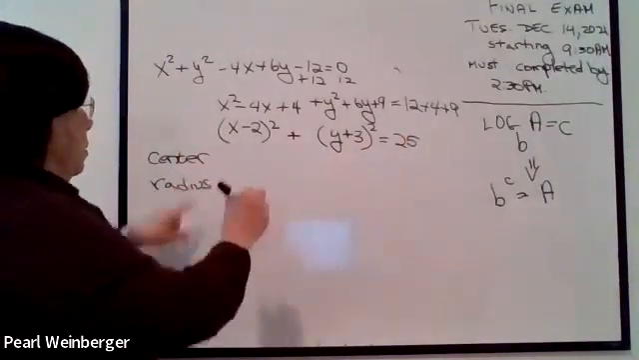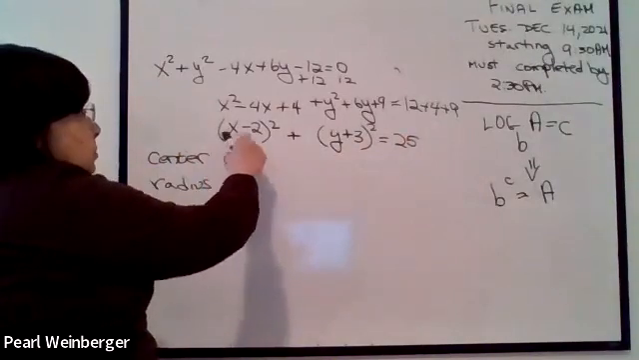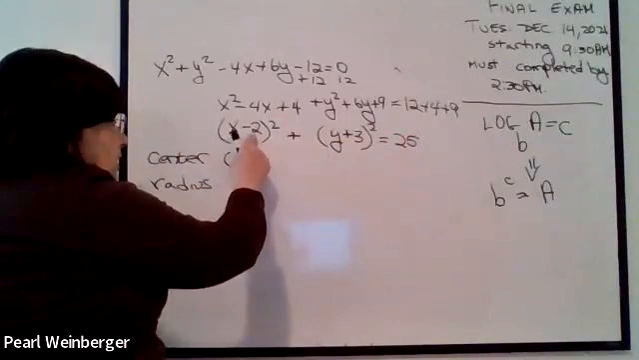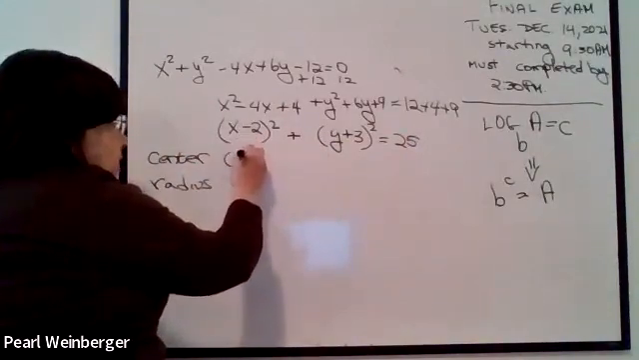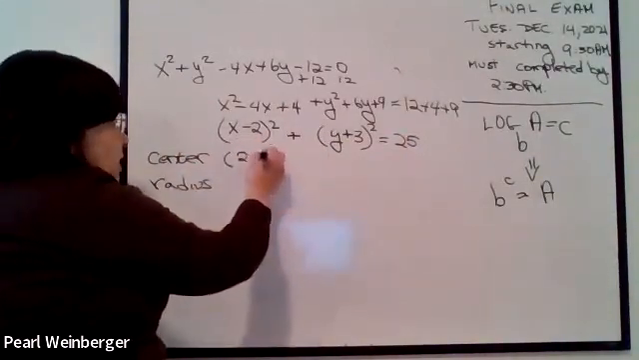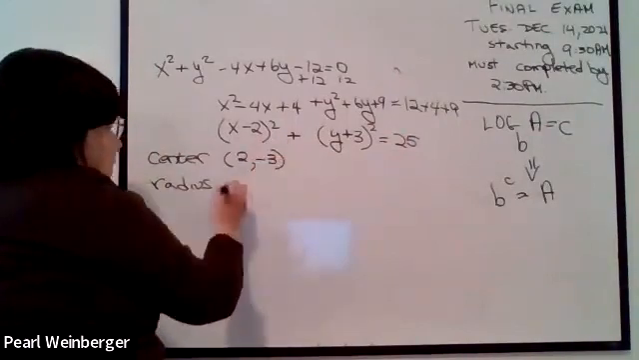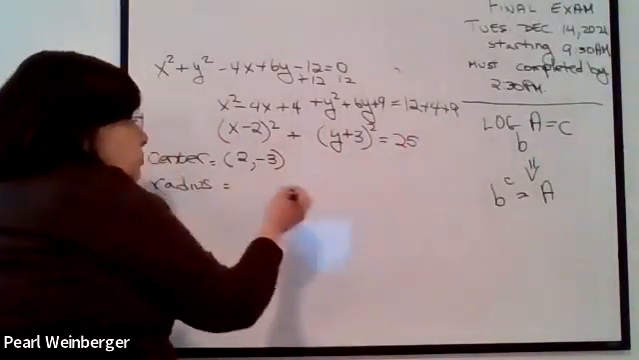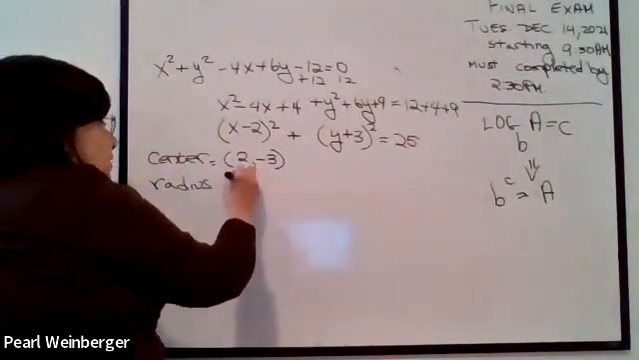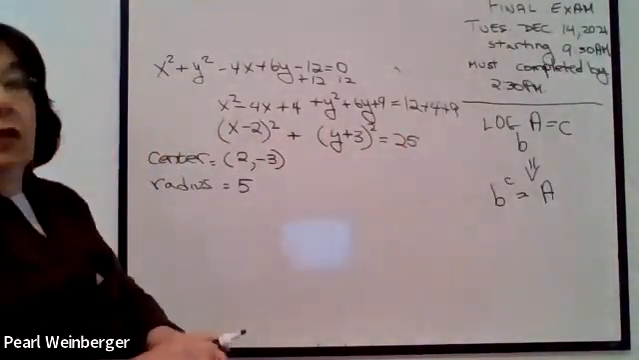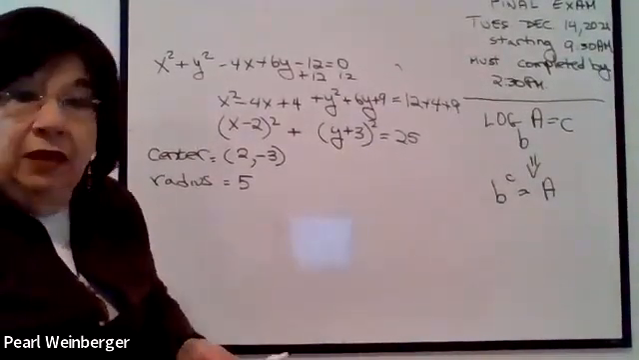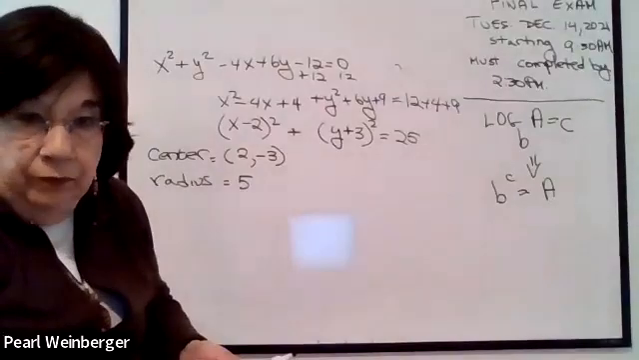And the center of the circle is these two numbers with their opposite signs. So this will become, for the x, a positive 2, and for the y, a negative 3. And the radius is the square root of this number. The square root of 25 is 5. So that's how you find the center and radius of the circle.